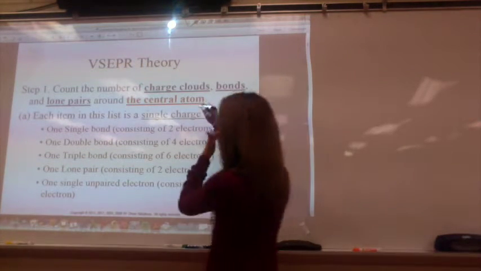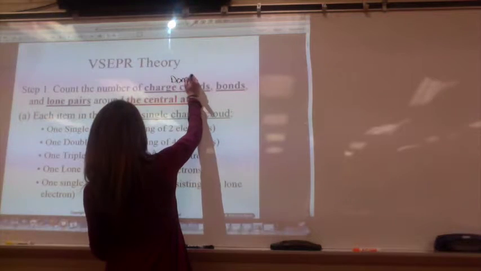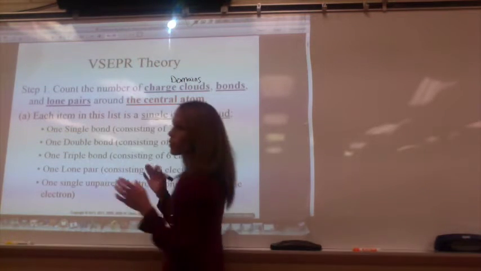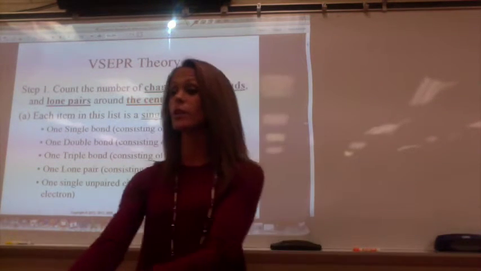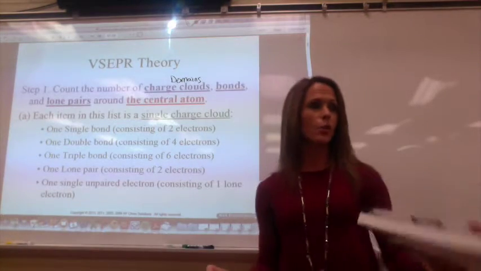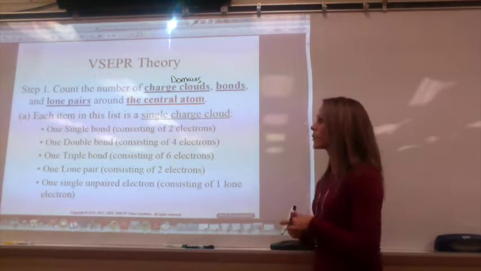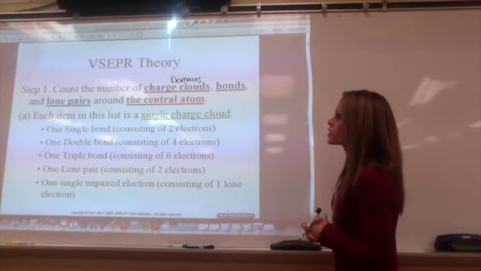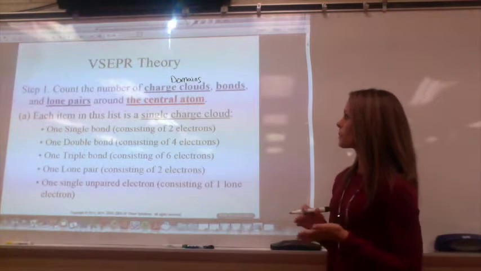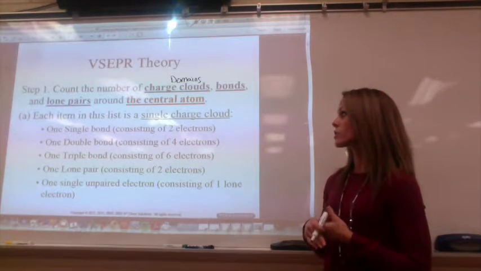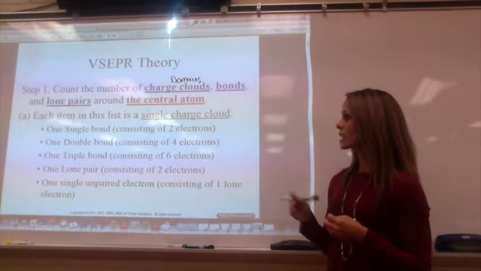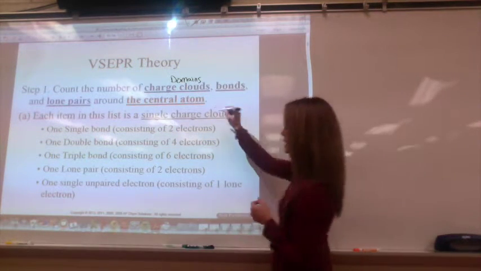I like to use the word domains instead of charge clouds. You will see both. If you use your 5 to 5 book, you may see charge clouds in there or domains. You'll see them in a variety of ways, but they mean the same thing. So what you do is you count the number of domains, bonds, and lone pairs around the central atom. Each item in this list is a single domain.